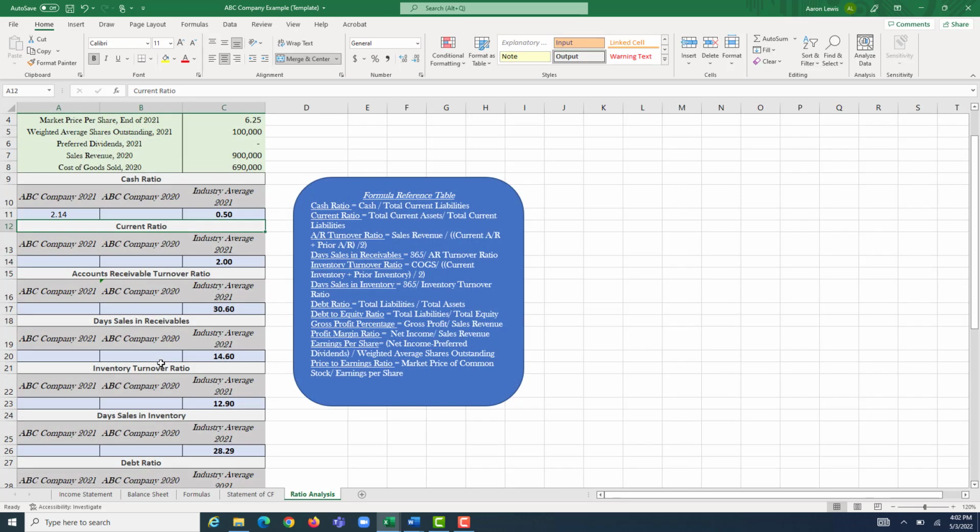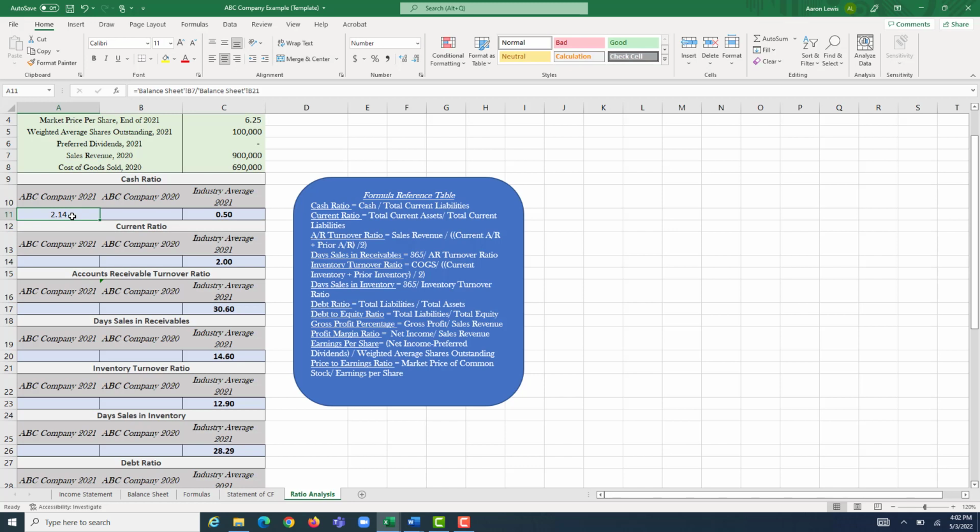What does that number mean? It means that ABC Company has enough cash on hand to pay off all of the debts that are going to become due within the next year 2.14 times. Like right now, they have enough cash to pay all of the things they think they're going to have to spend on in the next year over 2 times. Well, is that a good number or a bad number?